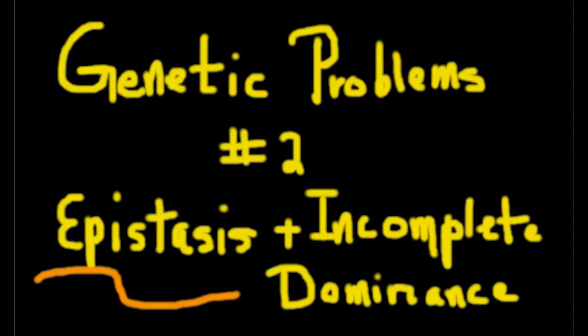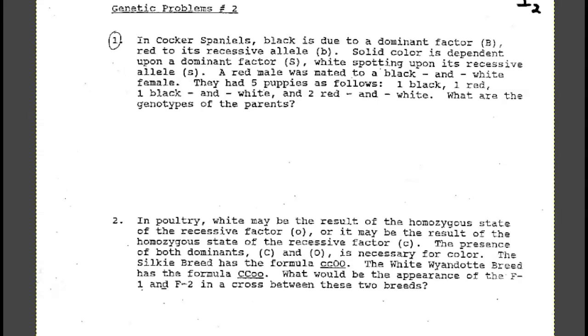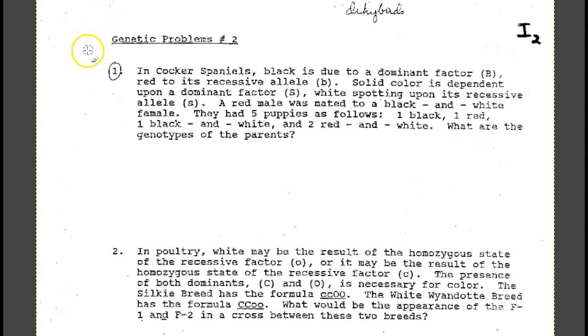This video is going to cover genetic problems dealing with epistasis and incomplete dominance. So what we're going to start out with is the second page of the genetic problems that started with the rabbits, the solid and the spotted rabbits. And we actually did this problem already.